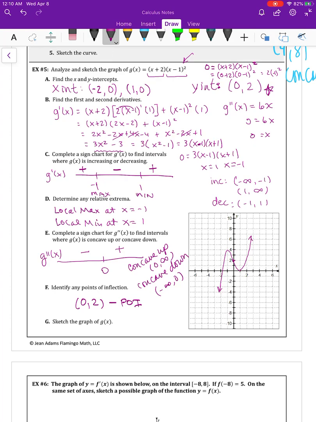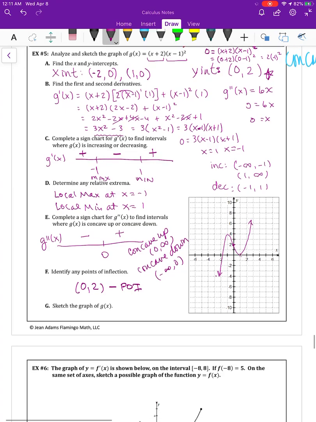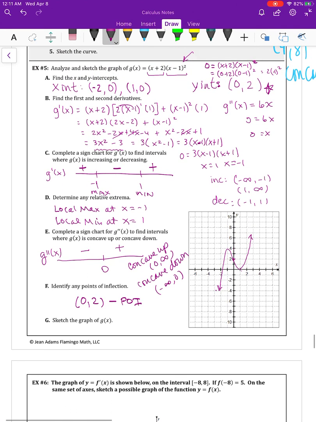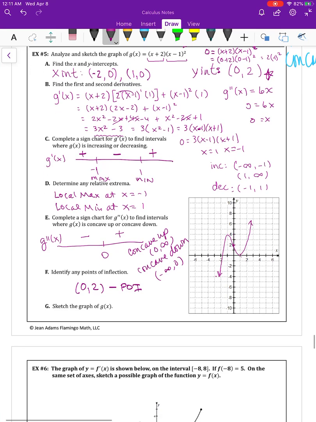So we have increasing from negative infinity to negative 1, that works. Decreasing from -1 to 1, and then increasing again from 1 to infinity. Okay, that works. Concave up from 0 to infinity, and from -infinity to 0, concave down. That works. And I've got my point of inflection. So this is a good graph. Yep, that's a good graph of that function.